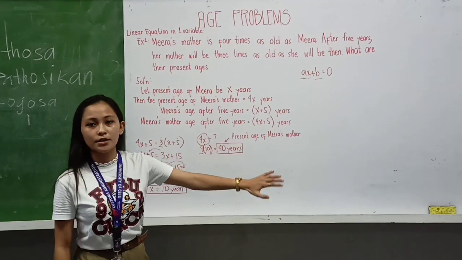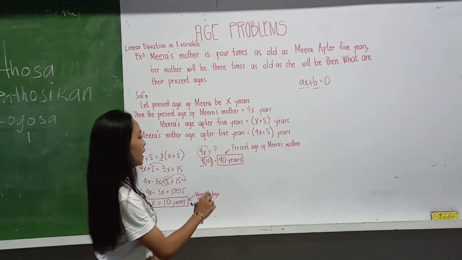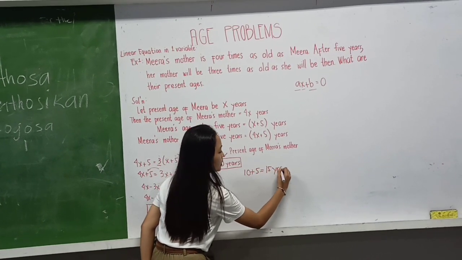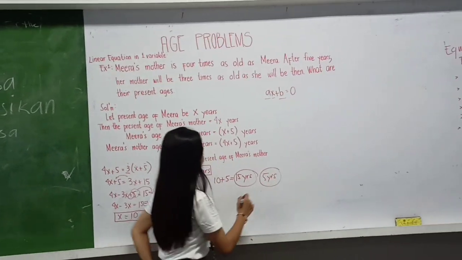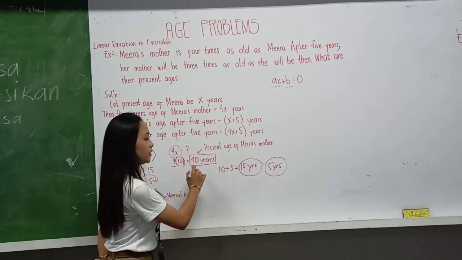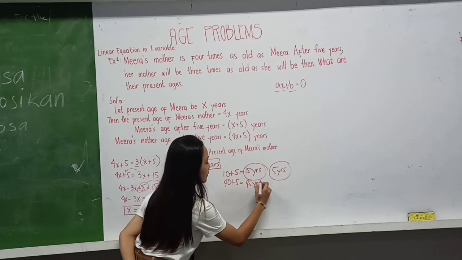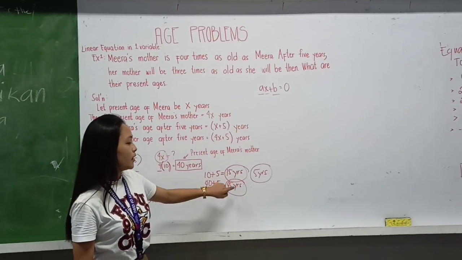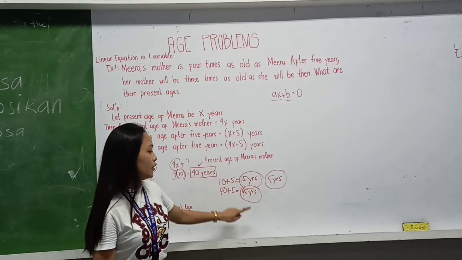To check if our answer is correct: after 5 years, her mother will be 3 times as old as she. So we add 10 plus 5 equals 15 years. This is the age of Mira after 5 years. How about the age of her mother after 5 years? Since her mother's present age is 40 years, we add 5 and it becomes 45 years. So after 5 years, her mother will be 3 times as old as she: 15 years times 3 equals 45.